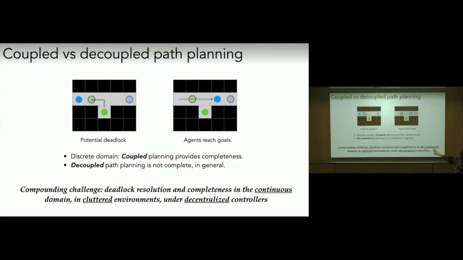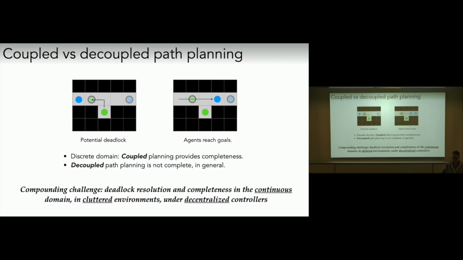Now, what we are interested in is decoupled planning. We want to do this in the continuous domain, because our robots mostly don't move on grids and chessboards. We want to be able to do this in cluttered environments using decentralized controllers. So this is the combination of attributes or requirements we want our next solution to be able to address.